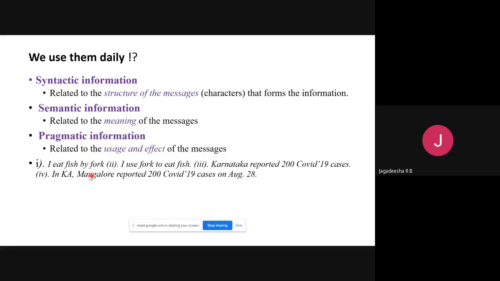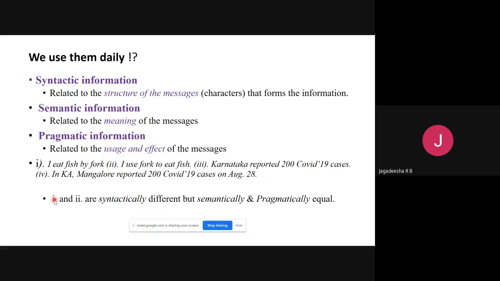I think here you'll get a better idea regarding these three classifications. For example, the first sentence says, I eat fish by fork. The second sentence says, I use fork to eat fish. The third sentence, Karnataka reported 200 COVID-19 cases. The fourth sentence says, in Karnataka, especially Mangalore, reported 200 COVID-19 cases on August 28. Now we need to understand from these four sentences which categories we can map them to.